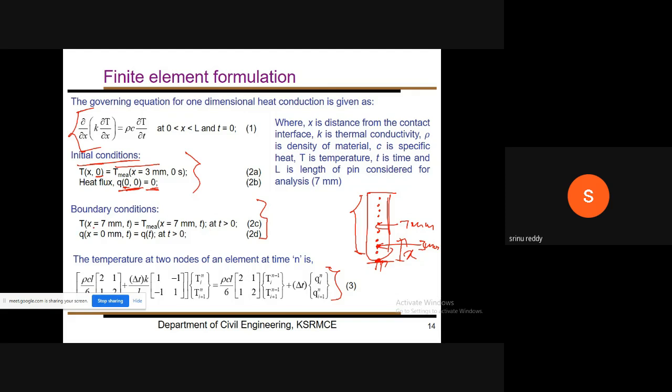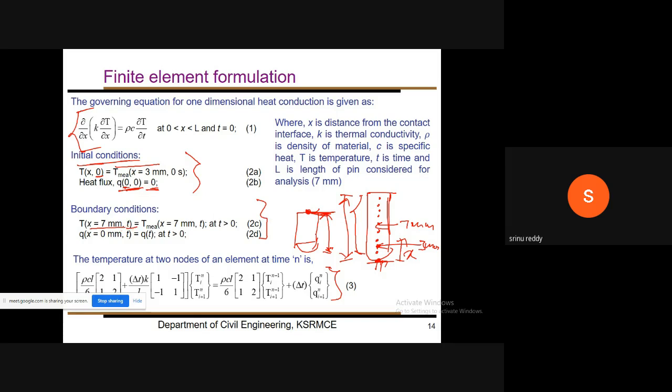If we take x equal to 7, the boundary conditions here for this finite element model, I have not considered the entire length of the pin. The entire length of the pin is 30 mm, right? So this 30 mm length I have not considered. I have considered only 7 mm, till the position where I have measured the temperature. Within this 7 mm only I have analyzed. So at the 7th mm, whatever temperature we have measured, we are giving. This is the boundary condition values at 7th mm at any point of time.